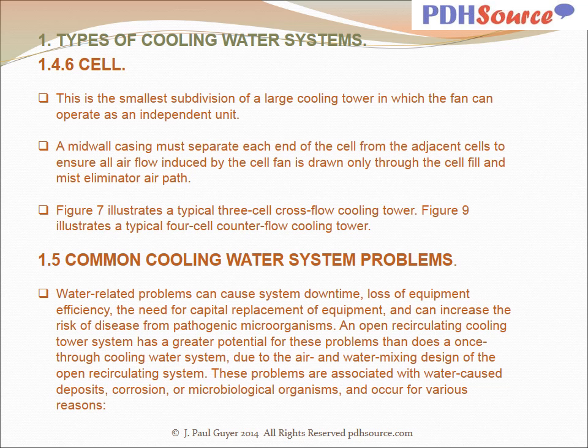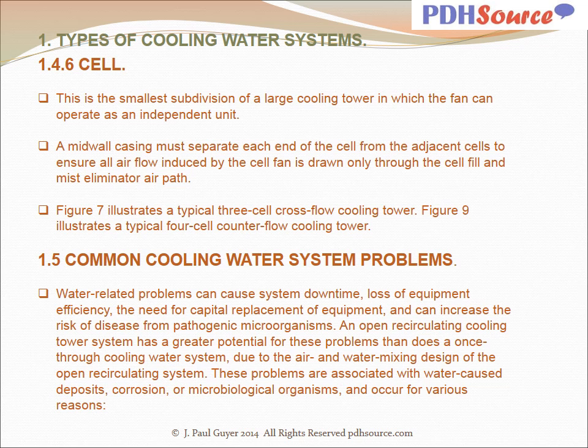A cell is the smallest subdivision of a large cooling tower in which the fan can operate as an independent unit. A mid-wall casing must separate each end of the cell from the adjacent cells to ensure all airflow induced by the cell fan is drawn only through the cell fill and mist eliminator air path. Figure 7 illustrates a typical 3-cell cross-flow cooling tower. Figure 9 illustrates a typical 4-cell counterflow cooling tower.